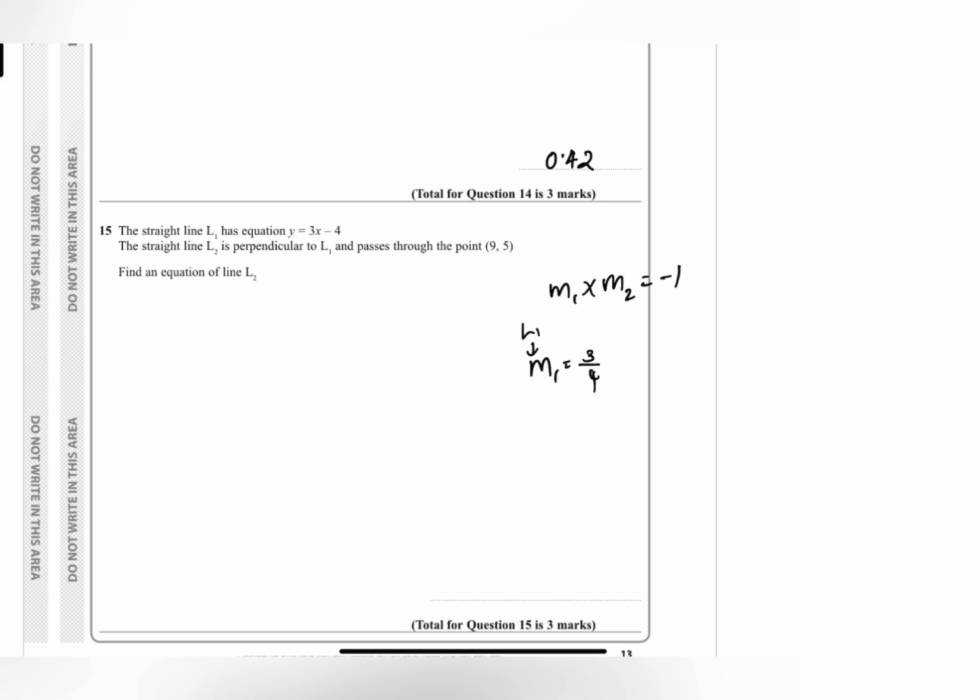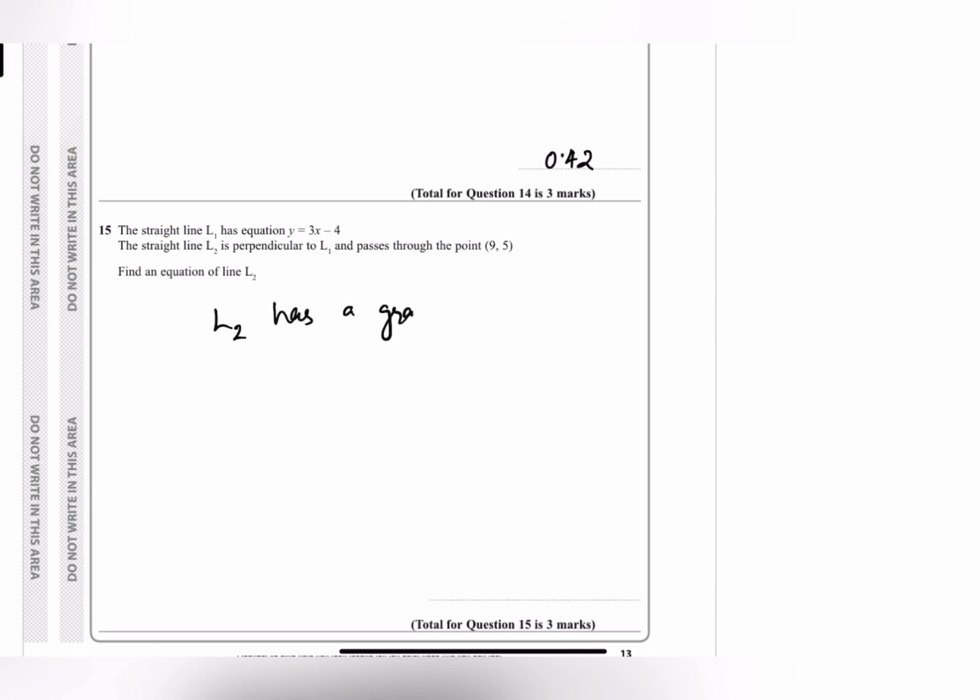And then you have to find M2, which is going to be 3. So here you can say L2 has a gradient. You can say L2 has a gradient minus 1 over 3, using the properties you have learned. So you can say y will be equal to minus 1 over 3 x plus c.